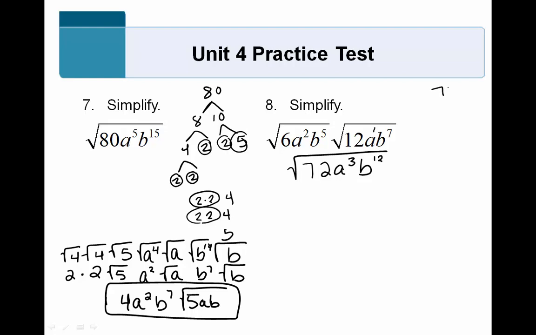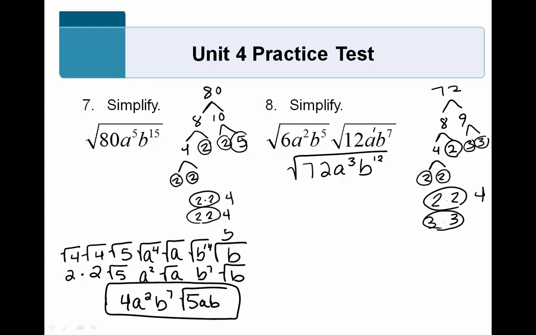If I do a factor tree for 72, 8 and 9, the 8 goes to 4 and 2. The 4 goes to 2 and 2. Notice I have a pair of 2's there, a leftover 2, and the 9 goes to 3 and 3, which is a pair of 3's. So I have a pair of 2's, which is a 4, a pair of 3's, which is a 9, and a leftover 2. So I have radical 4, radical 9, radical 2.